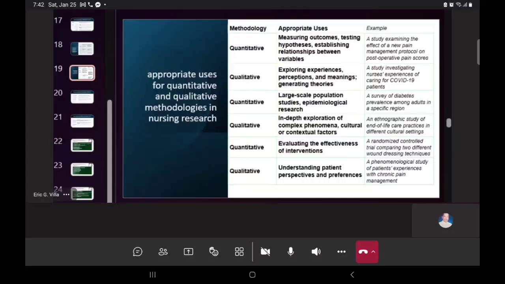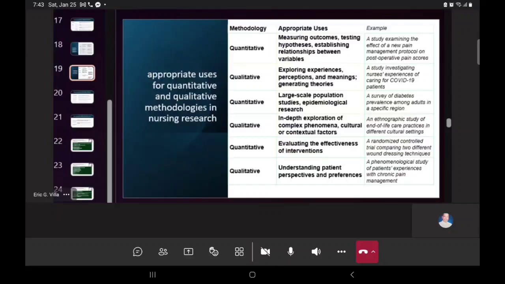When the research aims to explore complex phenomena or cultural and contextual factors, qualitative methods are often more suitable. An ethnographic study of end-of-life care practices in different cultural settings would use qualitative techniques to provide rich, detailed descriptions of how cultural factors influence care delivery and patient experiences.